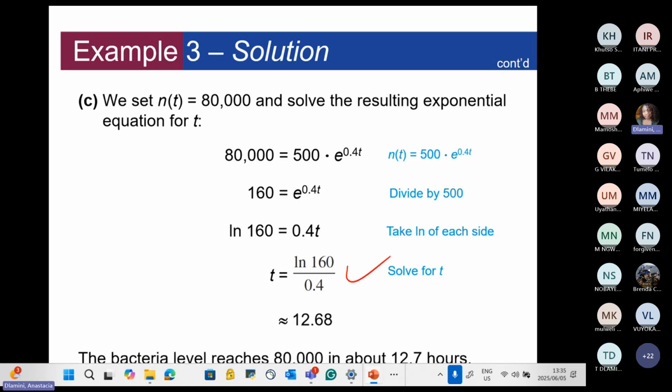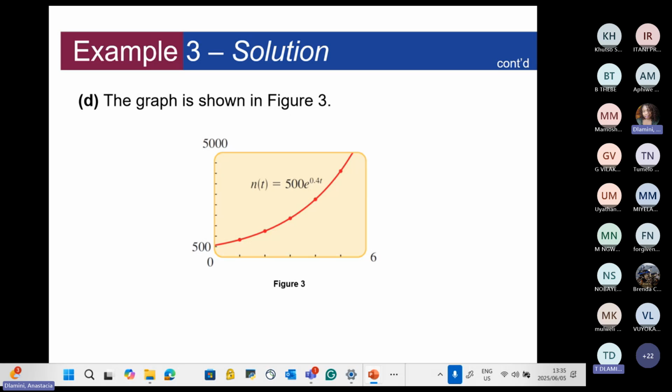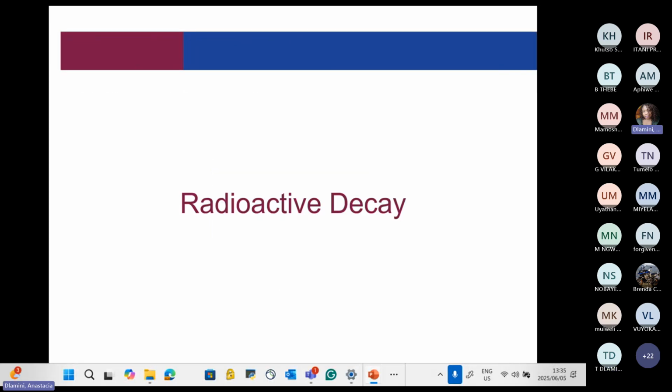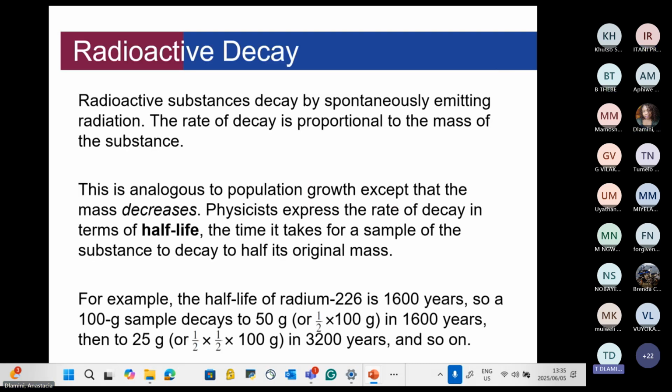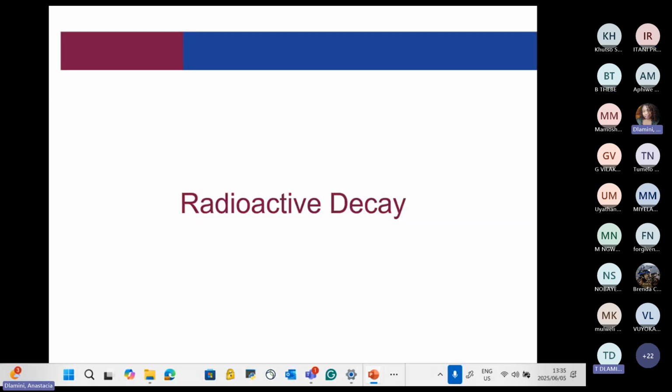Now we can go and draw. You know how to draw an exponential function, so here they drew it. Now let's go to radioactive decay. That is part of your assignment 3.